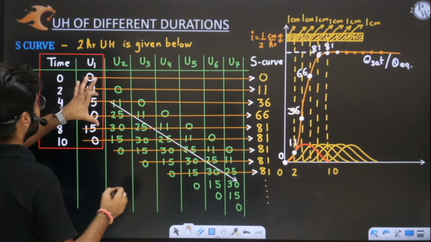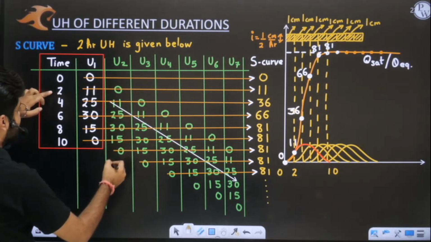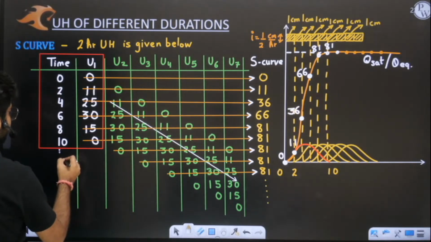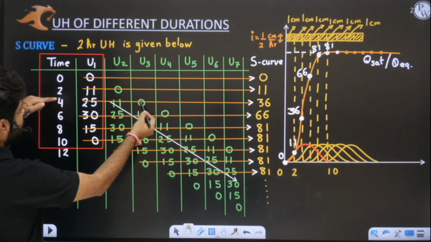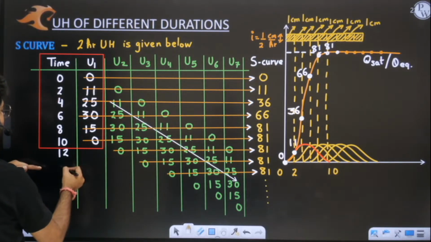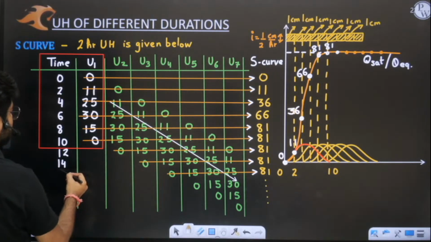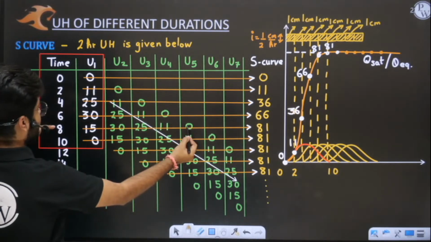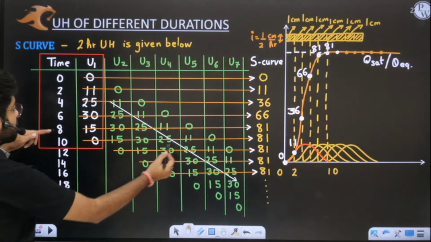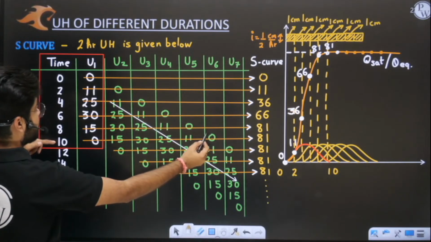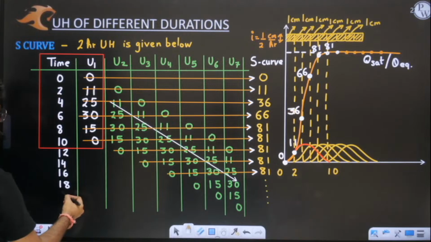See, the first unit graph is going from 0 to 10. The base time is 0 to 10. Second unit graph base time is 2 to 12. Then the third unit graph starts from 4 and ends at 14. Fourth starts at 6 and goes to 16. Fifth starts from 8 and goes to 18. The next starts from 10 and ends at 20.